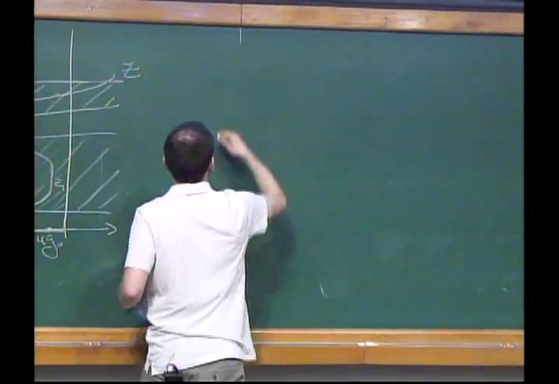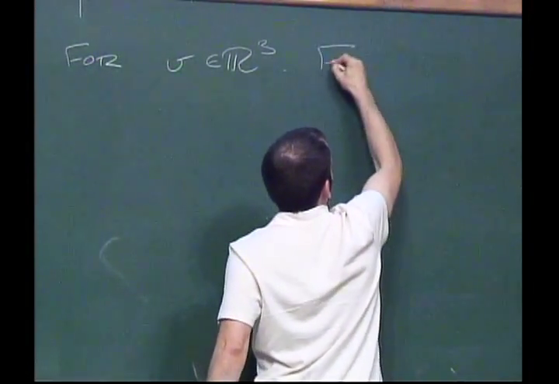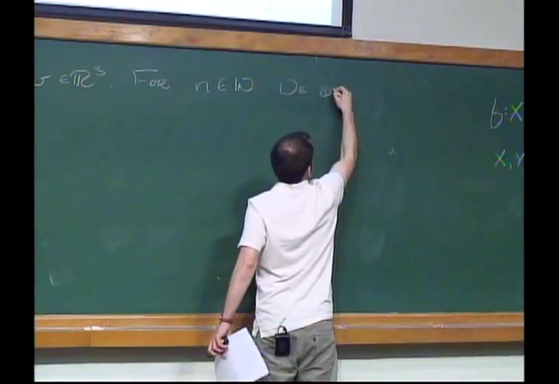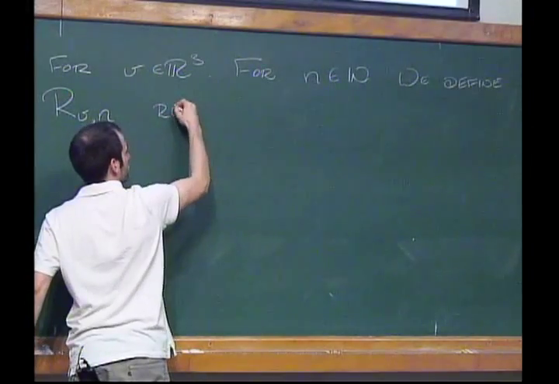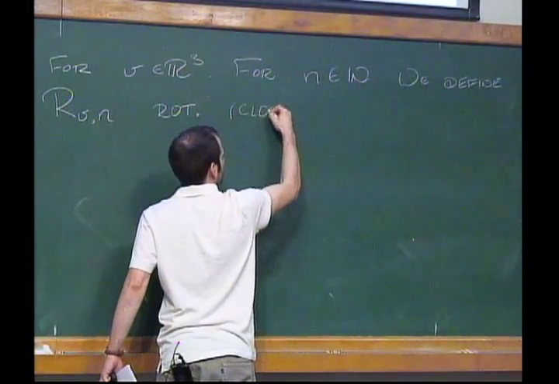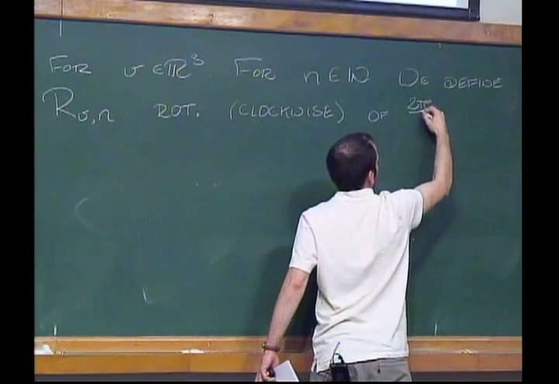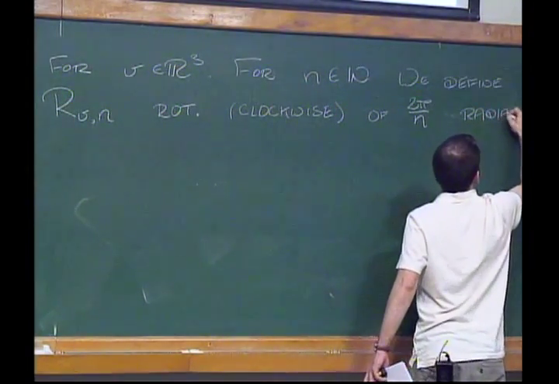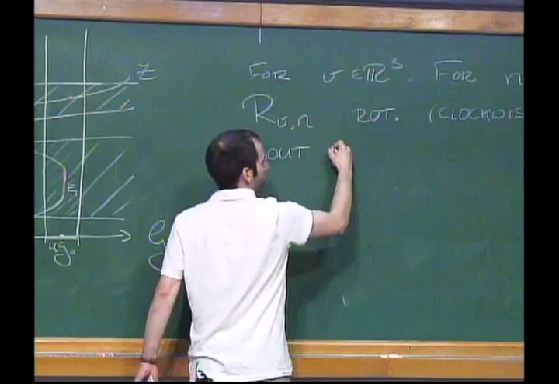So, for v a unit vector in R^3, and for n a positive integer, we define R_{v,n} to be the rotation clockwise of 2π/n radians about v in R^3.